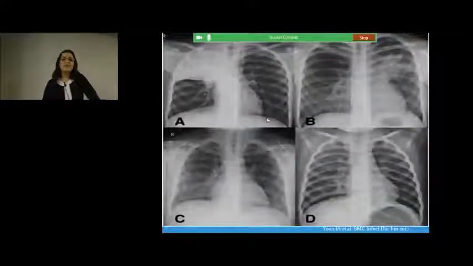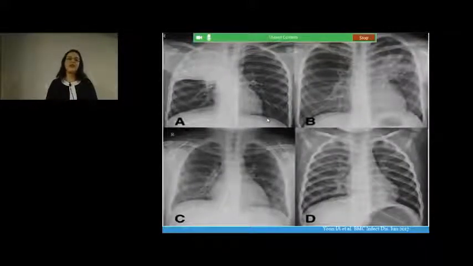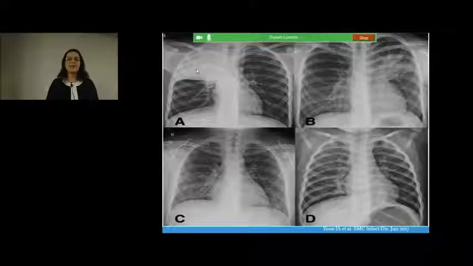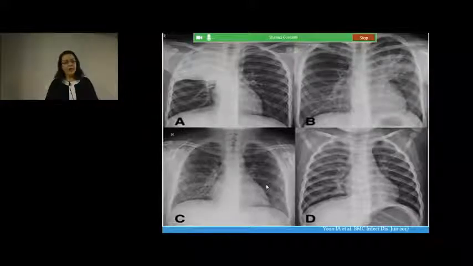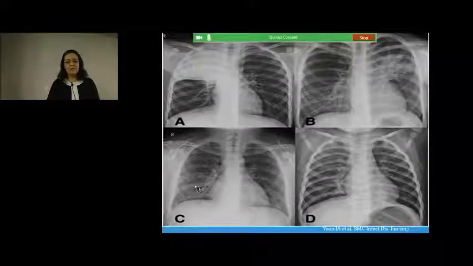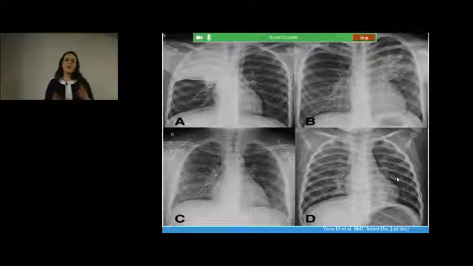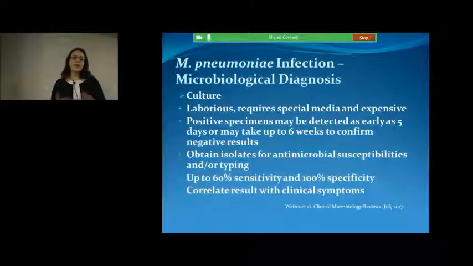This slide basically summarizes the multiple radiological findings that can be found in Mycoplasma pneumonia. We can have a homogeneous dense opacity, a patchy opacity, reticular nodular infiltration, or a bilateral hilar infiltration. In terms of microbiological diagnosis, we have 3 tests to make the diagnosis of Mycoplasma: the culture, the serology, and the PCR.